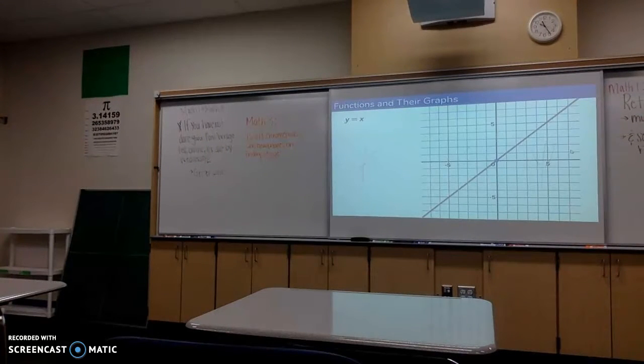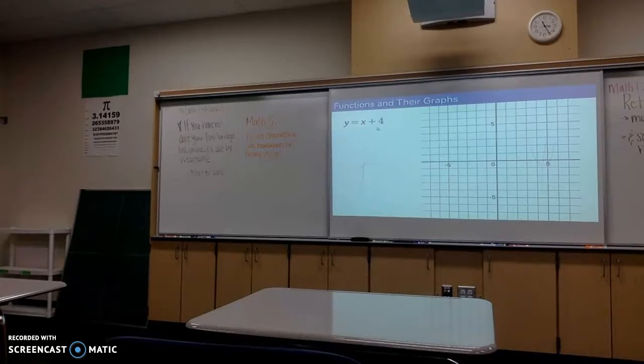Alright, this is the graph of y equals x. We just talked about it. It makes a line. Okay? If I wanted to have this new equation, y equals x plus 4, where do you think my blue dot would be in comparison to this? This blue dot's right here. Where do you think that new blue dot's going to be?